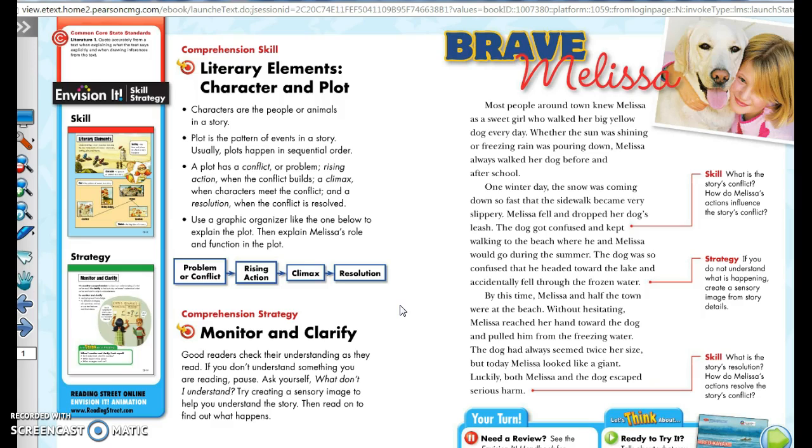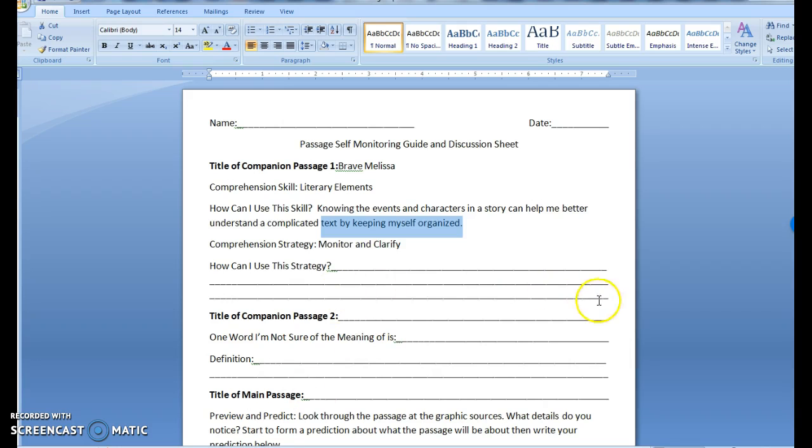parts of the passage, and then you have to come to the realization that either, yeah, I get it, or no, there are some things that I missed here. I need to refocus, go back, and reread those couple pages. Absolutely critical. If you can do that, your reading comprehension is going to go up big time. All right, so monitor and clarify. How can we use this strategy?